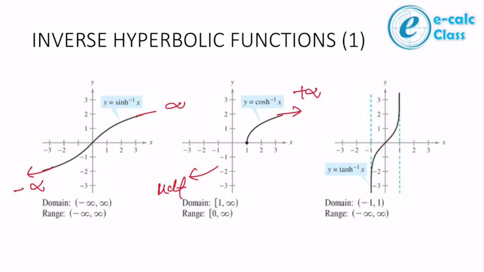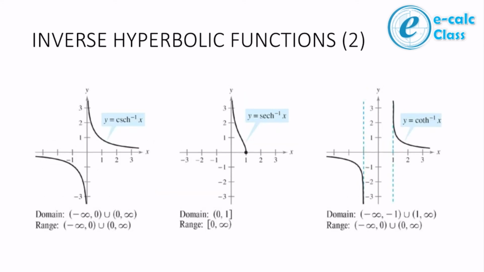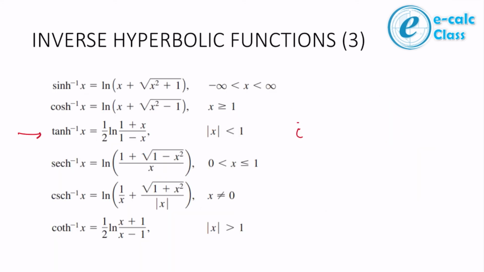Then for tangent, as I told you just now, it will involve i, because as you can see, the graph will just stay within this region only. It will not exit. So if you take the limit to infinity, you will not have any solution on the real number plane. Then there are cosecant, secant, and cotangent hyperbolic. If you're interested, you can go ahead and try all of these.